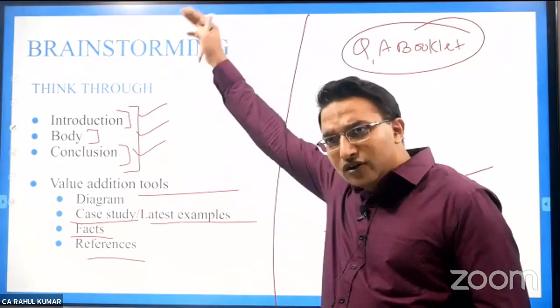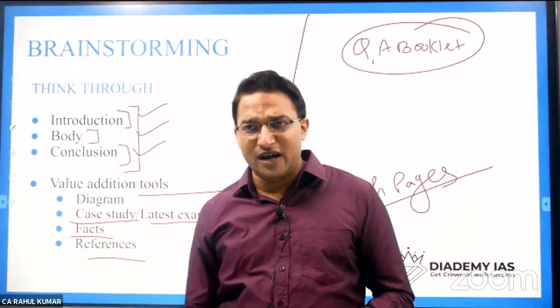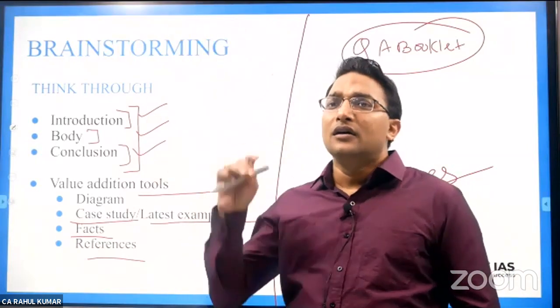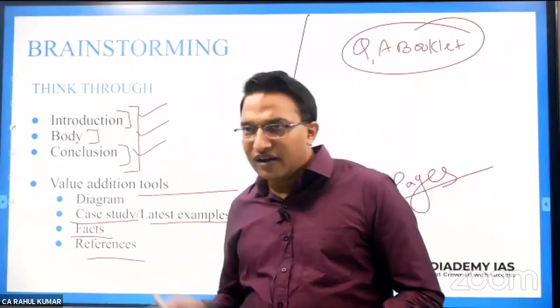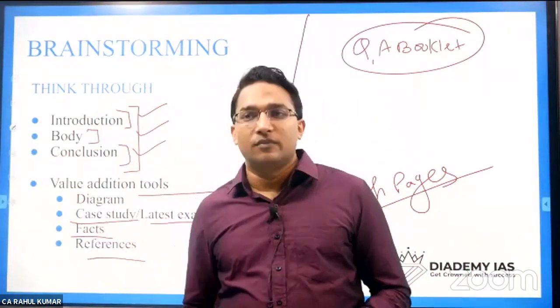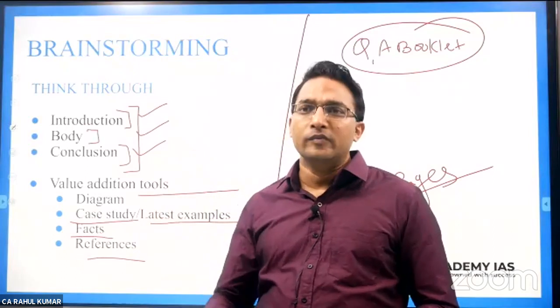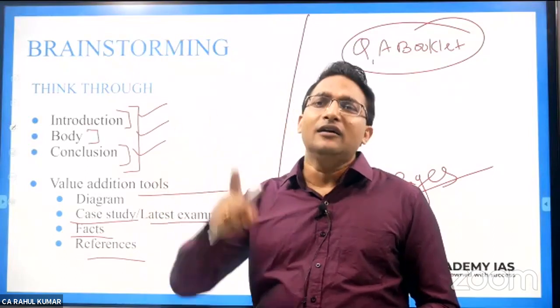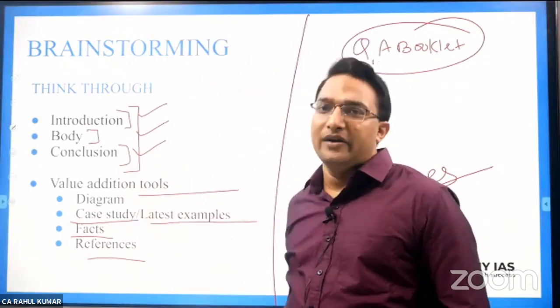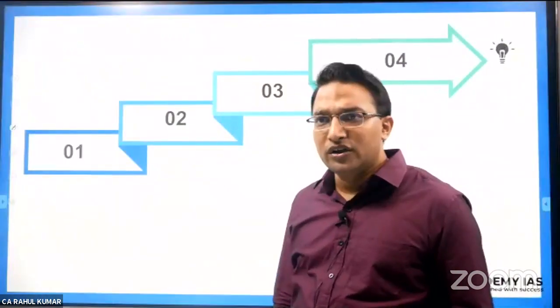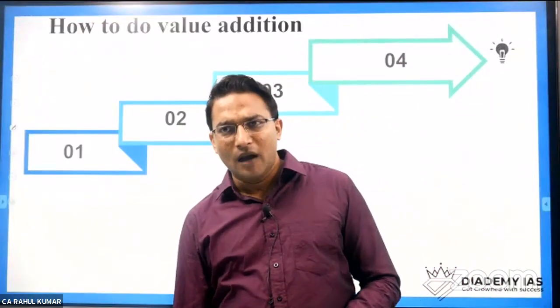So brainstorming has to be done through all these parameters. What I will recommend is, note them down, take a printout, and paste it in your study room. And whenever you are doing answer writing, just think through all these parameters. Okay. I will discuss these parameters in the upcoming discussion.